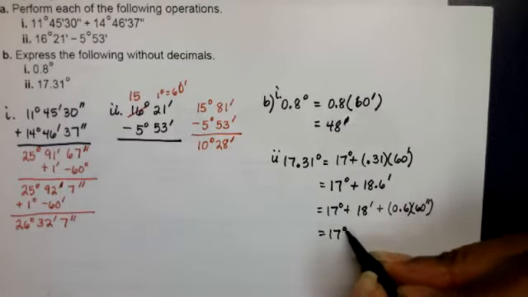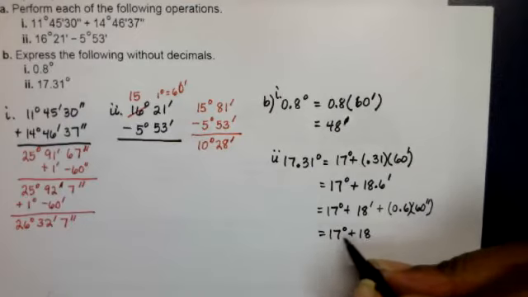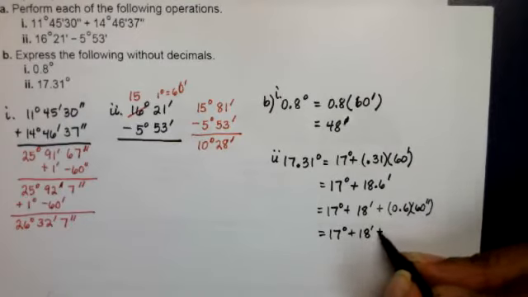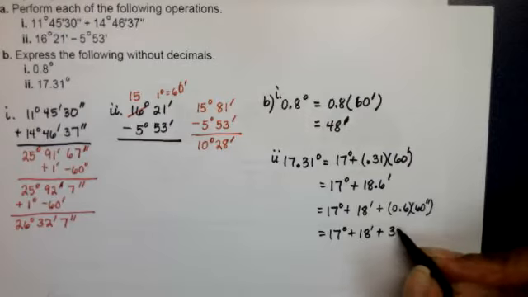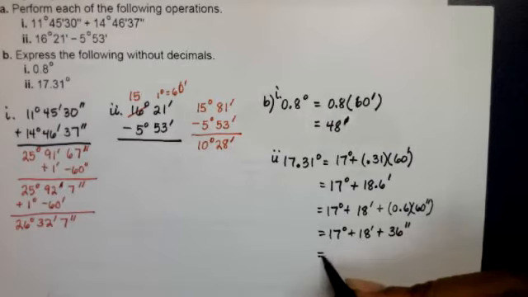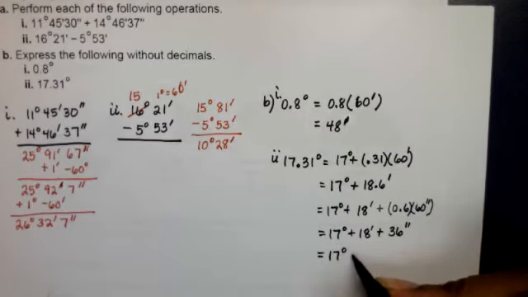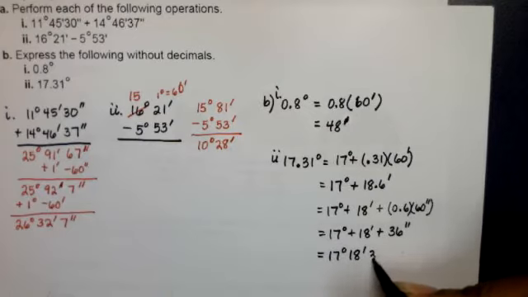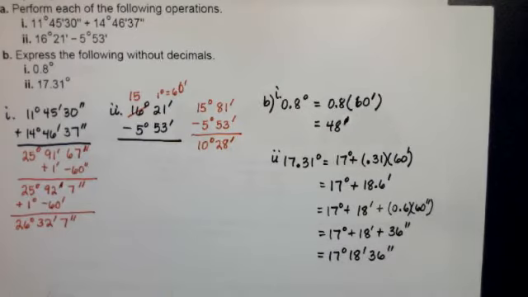So I have the 17 degrees with the 18 minutes, and this time plus 36 seconds. So my final answer there will be 17 degrees, 18 minutes, 36 seconds. 17 degrees, 18 minutes, 36 seconds.